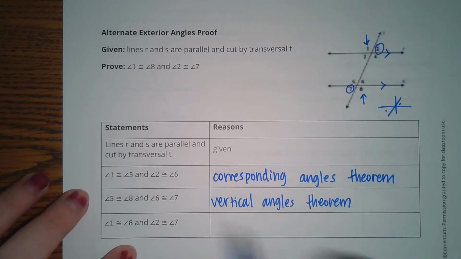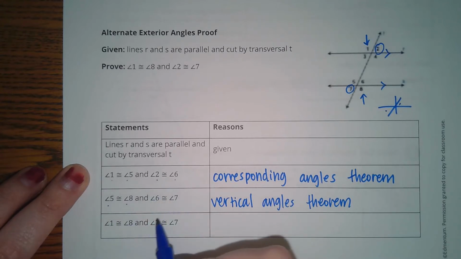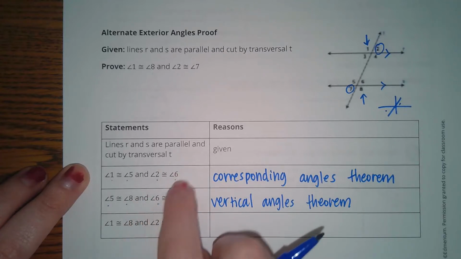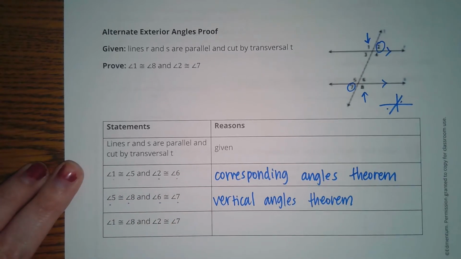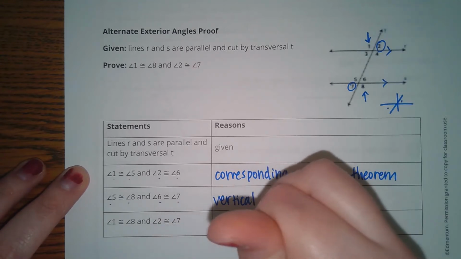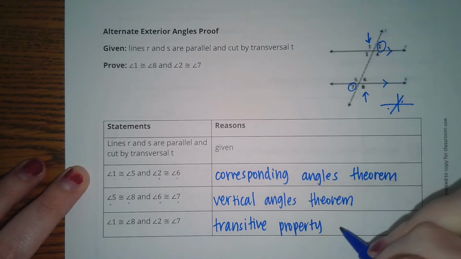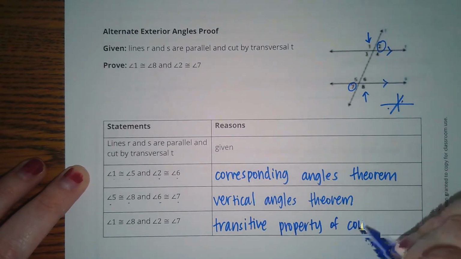And then lastly, we're going to say that 1 is congruent to 8 and 2 is congruent to 7. And you can see in here, 1 is congruent to 5 and 5 is congruent to 8. And then 2 is congruent to 6 and 6 is congruent to 7. So anytime I see something like that where they're both congruent to the same thing, that is going to be the transitive property of congruence.